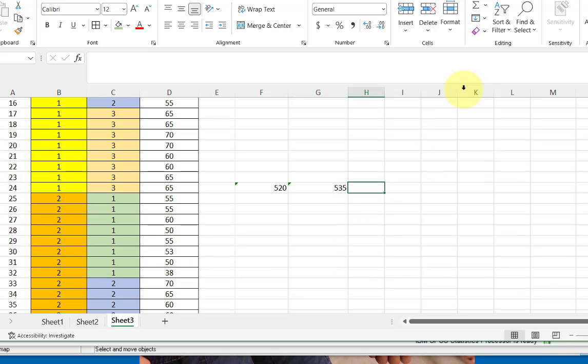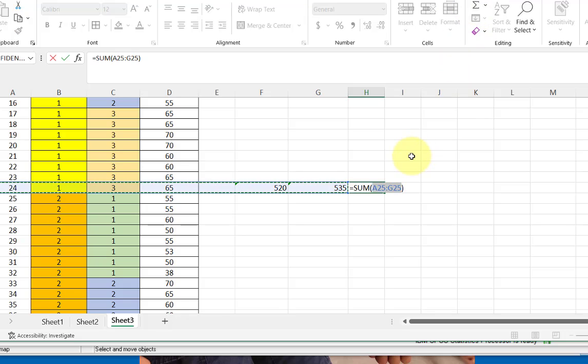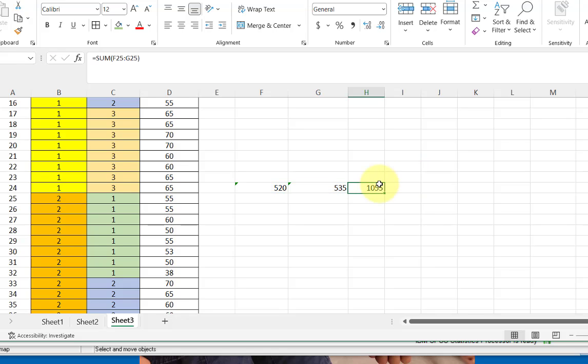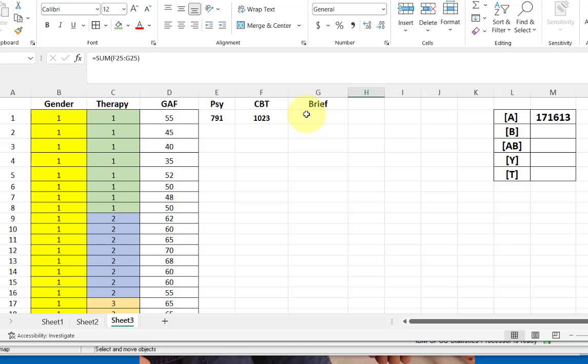Once I add them up, all right? We're going to add them up. Just these two. So again, that looks like 1055. 1055 is firm.